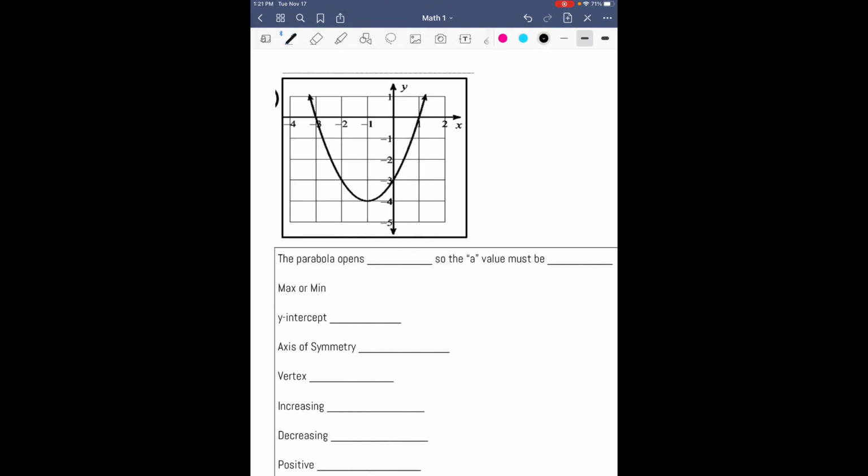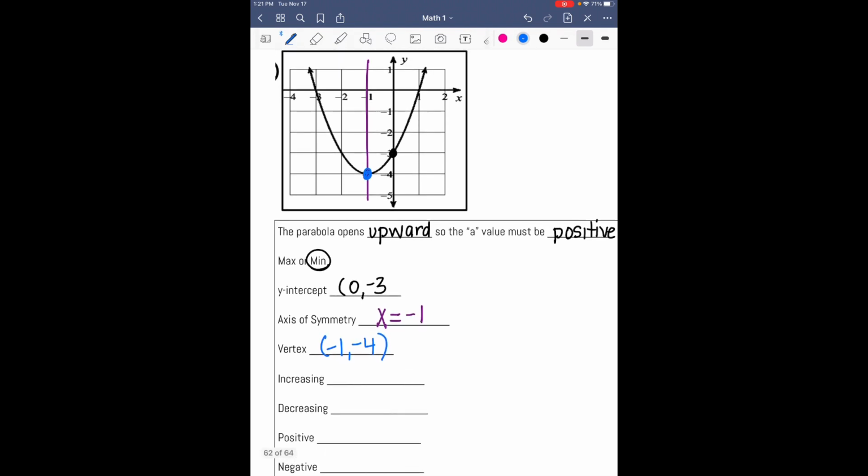All right, so we have another example here. This time the parabola is opening upward, so since it's opening upward, we know that the a value must be positive. This time my vertex is going to be a minimum because it's at the bottom of the graph. My y-intercept is going to be at (0, -3). My axis of symmetry is located at x equals -1, and my vertex is located at the point (-1, -4).